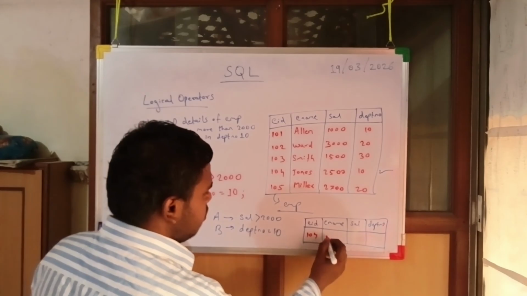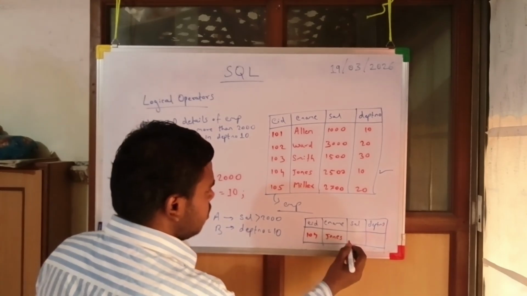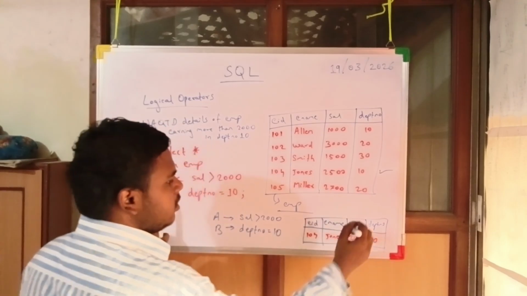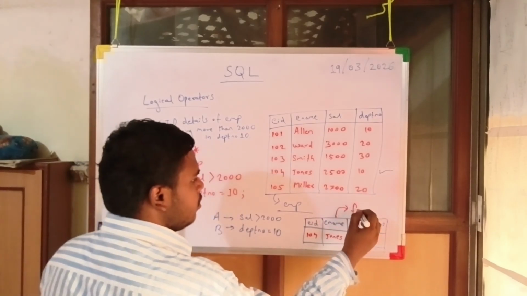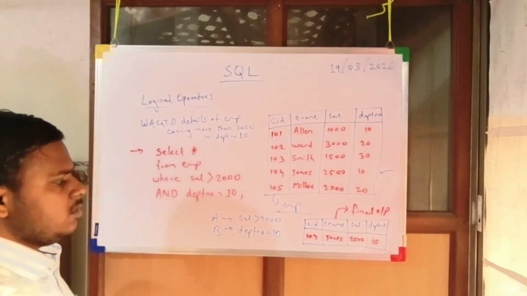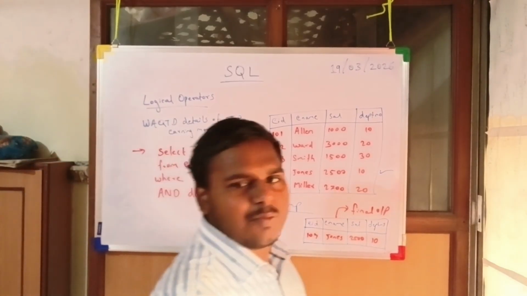104 Jones, salary is 2500, department number 10. This is the final output. Okay, this is how our final output will look. I hope you have got it.